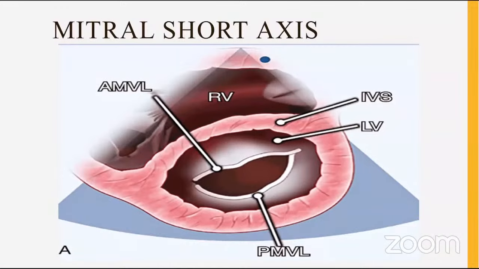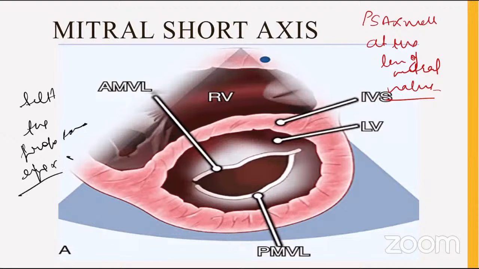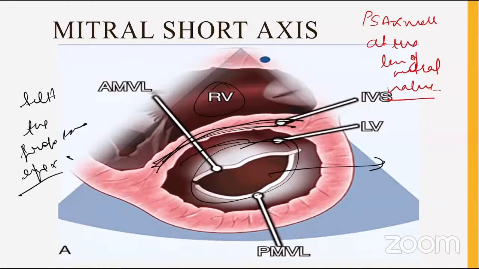Now we have this mitral short axis view, that is, PSAX view at the level of the mitral valve. Okay. In this view, we'll keep the probe at the same point with the index mark at the same point. We'll just tilt the probe towards the apex. So you'll see this bicuspid mitral valve in the center. We have this interventricular septum here with RV behind it and LV cavity just below the mitral valve. Okay. And this is the best view to look for regional wall motion abnormality.